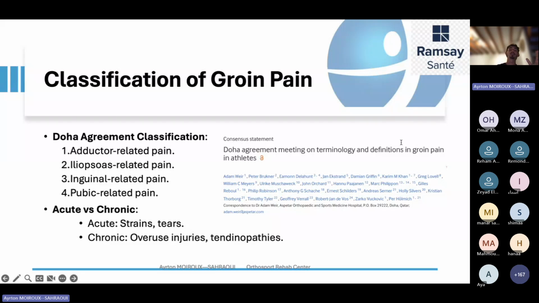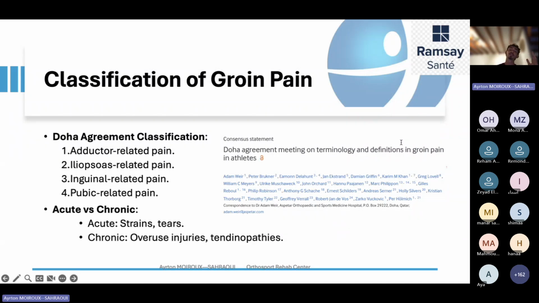Then there's the iliopsoas-related pain. The pain is typically found in the anterior hip region. It is often aggravated by resisted hip flexion, of course. Patients might also experience a sensation of tightness in the front of the hip, which can limit their performance during running and kicking, and of course during hip extension.